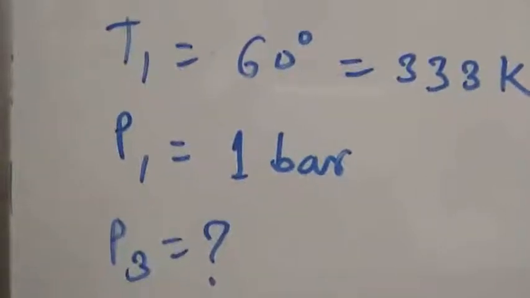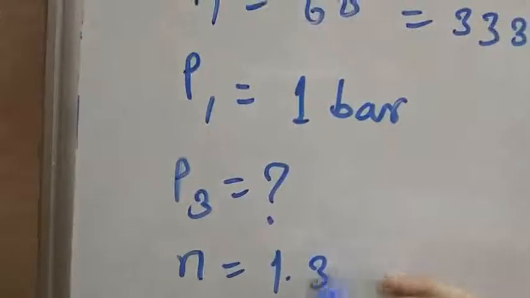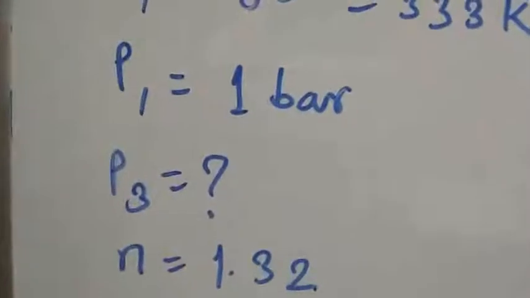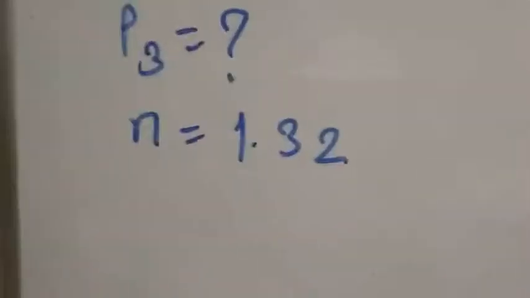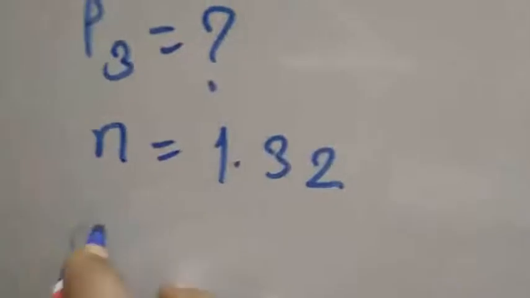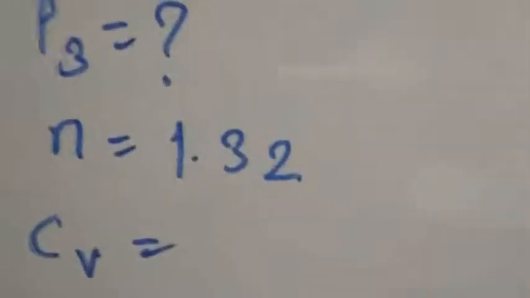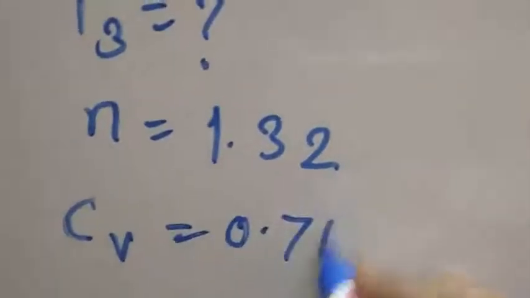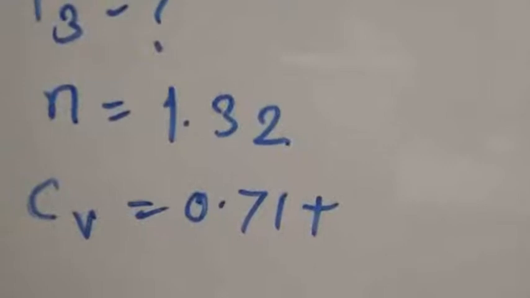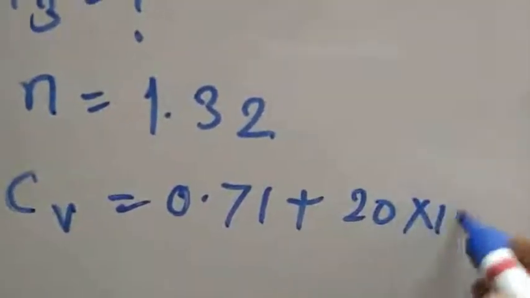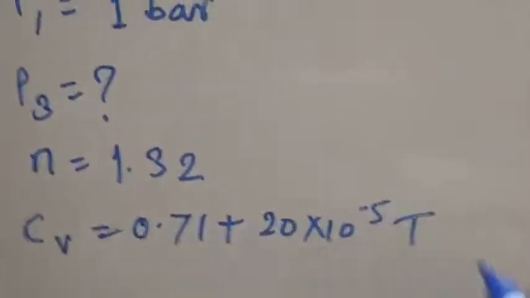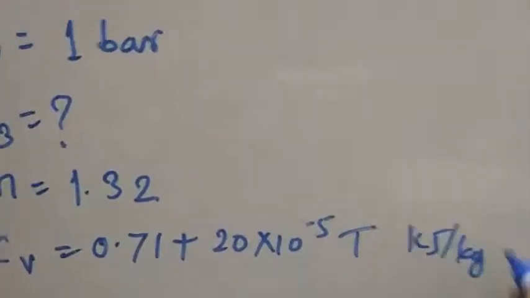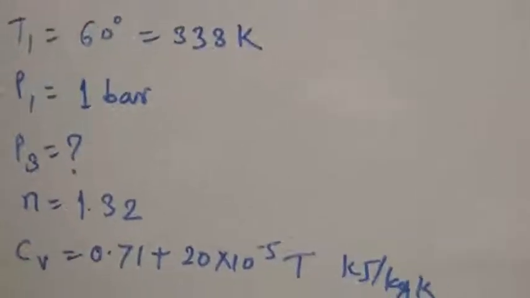Okay, next they are saying the index of compression is 1.32. So the index of compression, that is the value of n, is 1.32, and the specific heat at constant volume is expressed by the relation Cv is equal to 0.71 plus 20 into 10 raised to minus 5 T. So it is given in terms of temperature, with the unit kilojoule per kg Kelvin, where T is the temperature in Kelvin.